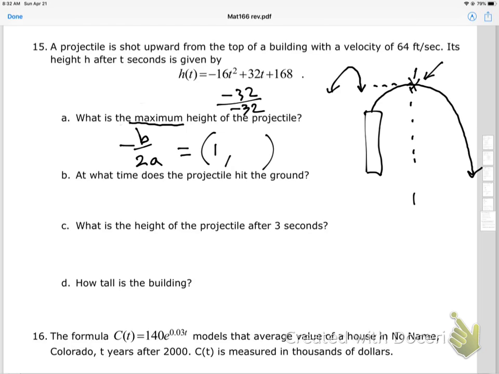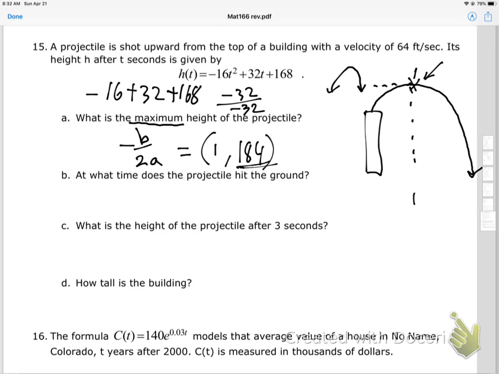But we have to find out what the maximum height is. We have to plug the 1 back into the equation. So negative 16, 1 squared is 1. 32 times 1 is 32. Plus 168. You're going to get 184. That's the maximum height of the projectile.